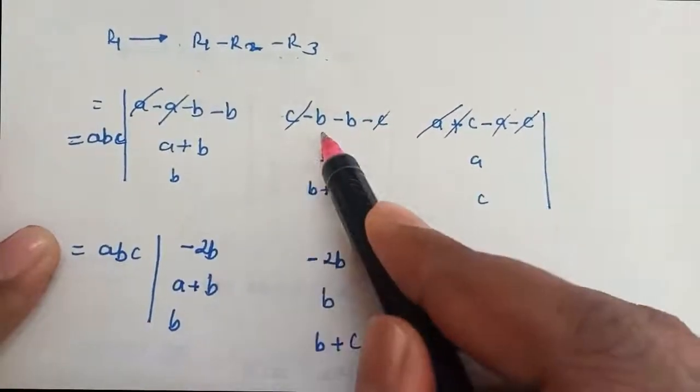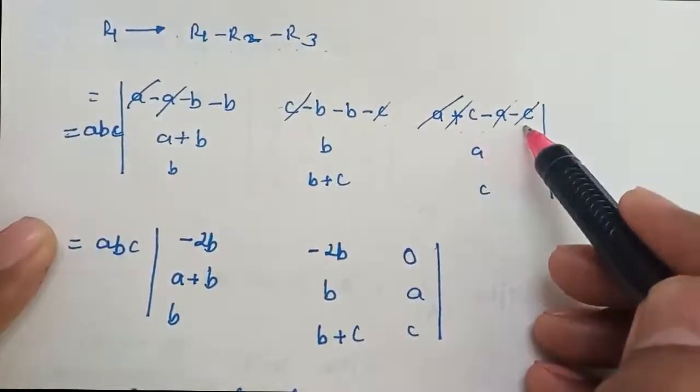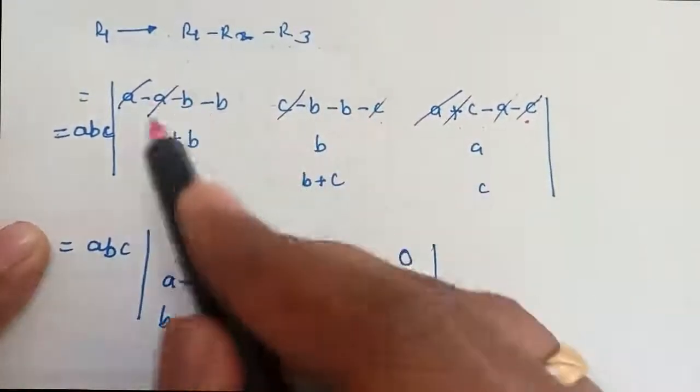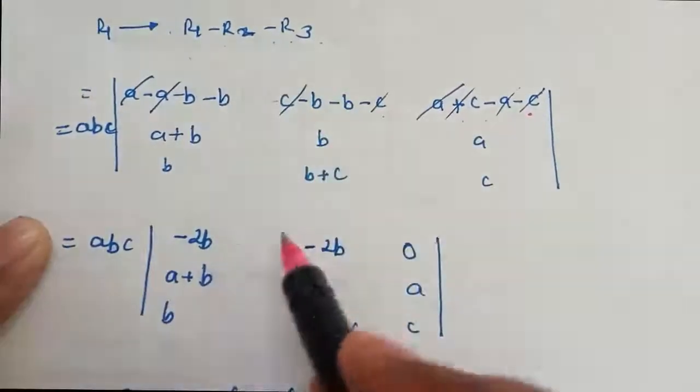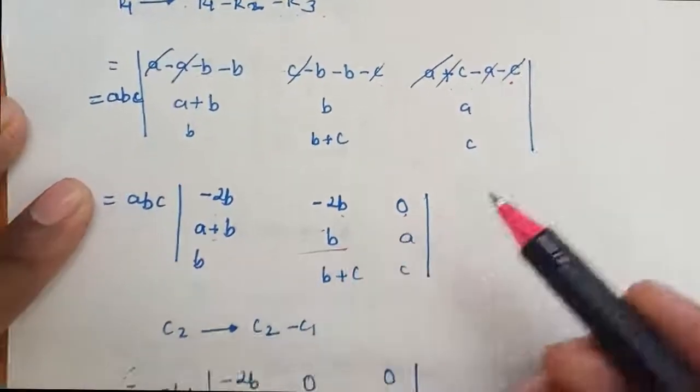Next is c minus b minus b minus c. Next is a plus c minus a minus c. So plus c minus c plus a minus a, then this will cancel, only minus 2b will remain. So after cancelling this, minus 2b, 0 will come, and r2 and r3 will be as it is.